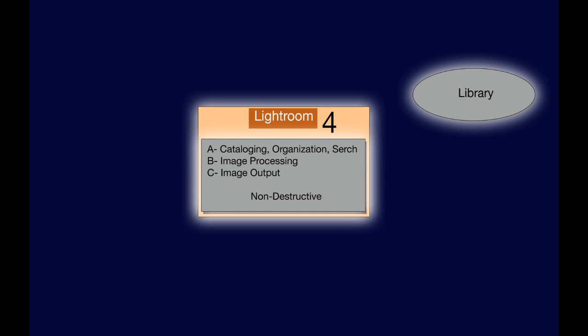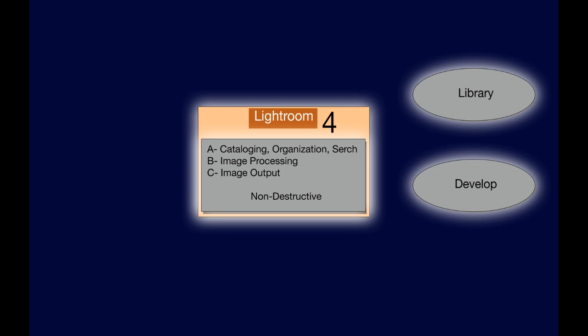Next, we're going to go into the develop module. In the develop module, what you're going to do is really work your images. You're going to take out the red eye, you're going to crop it, you're going to change the white balance. And white balance is, for example, if it's in sunlight or shade or indoors in tungsten light.